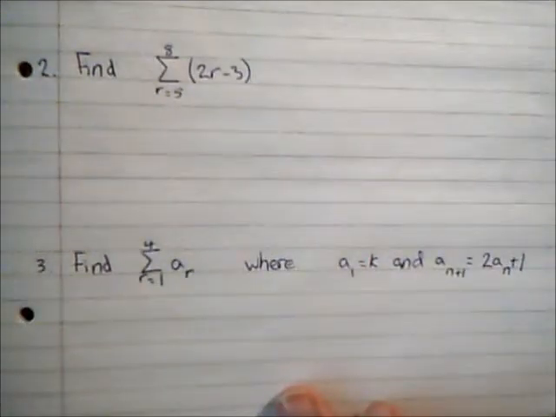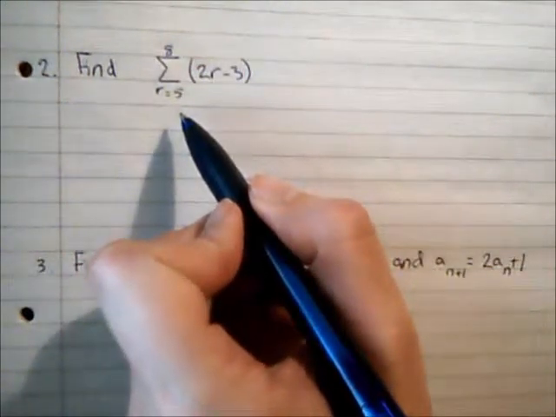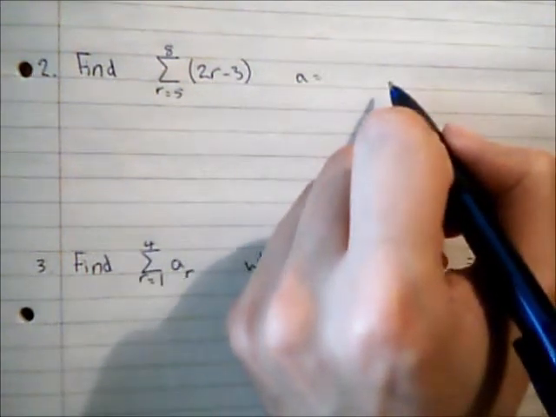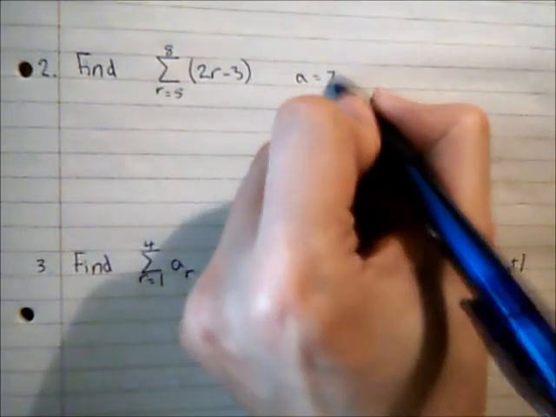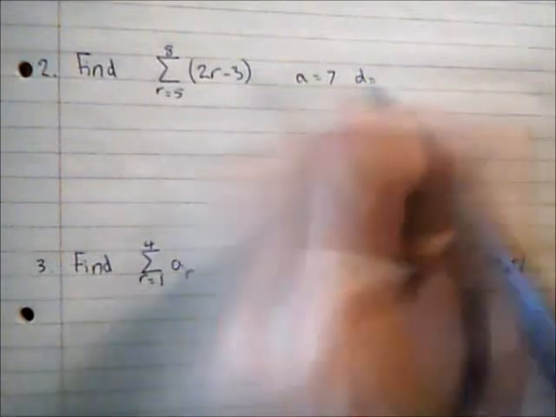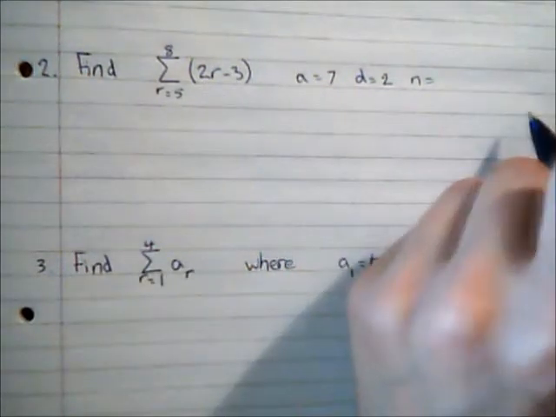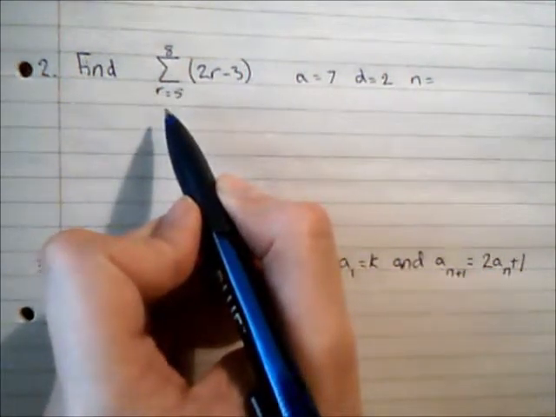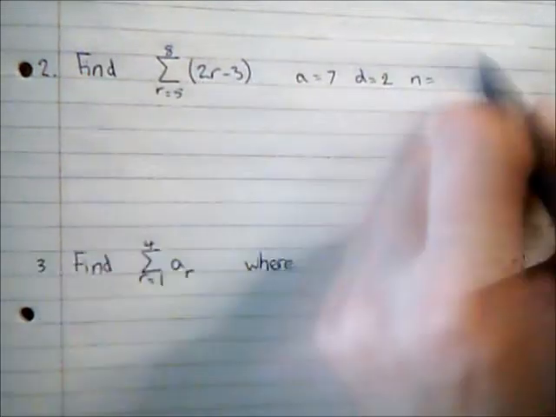Now in this second question I have to do the same thing, but I have to be careful because I'm not starting at r is 1, I'm starting at r is 5. So the start term here is going to be when r is equal to 5. So 2 lots of 5 is 10, subtract 3 is 7, so a is 7. The common difference is 2. So the value of n here, well, we're only going from 5 up to 8, so we've got when r is 5, when r is 6, when r is 7, and when r is 8, so that gives us 4 terms.